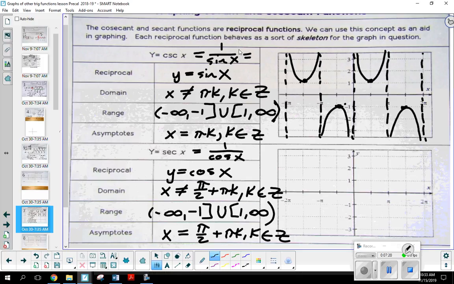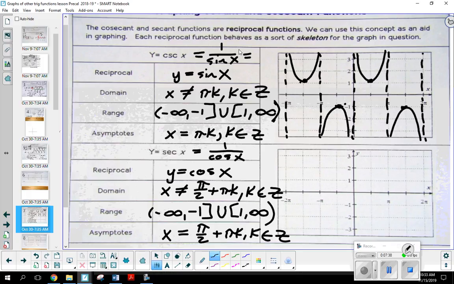Remember, sine had range from negative 1 to 1. But here, the range, there's nothing between negative 1 and 1. It only exists above and below. Okay. And any questions? Pretty straightforward.